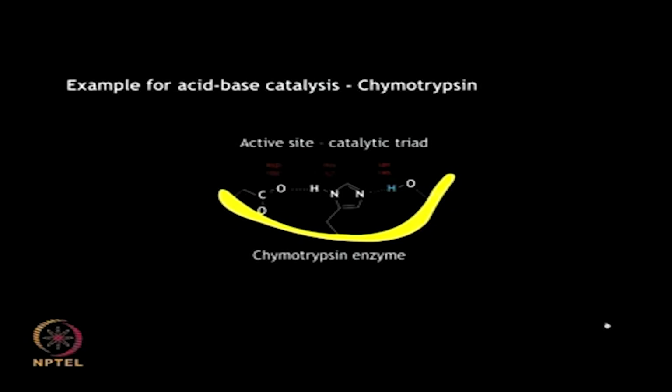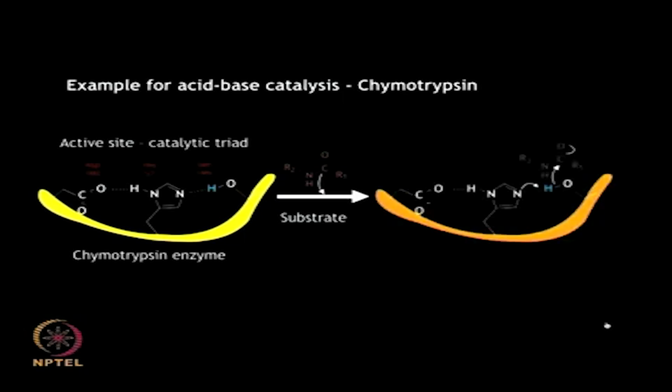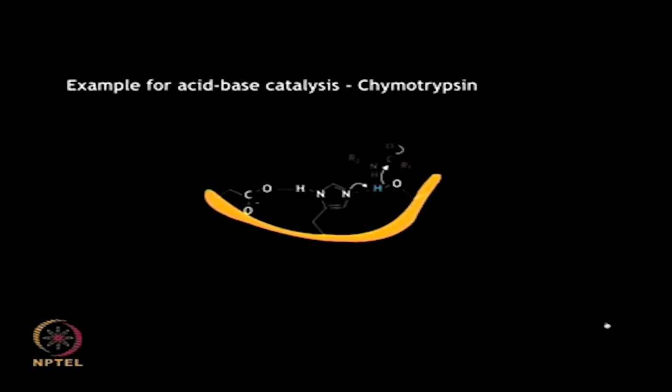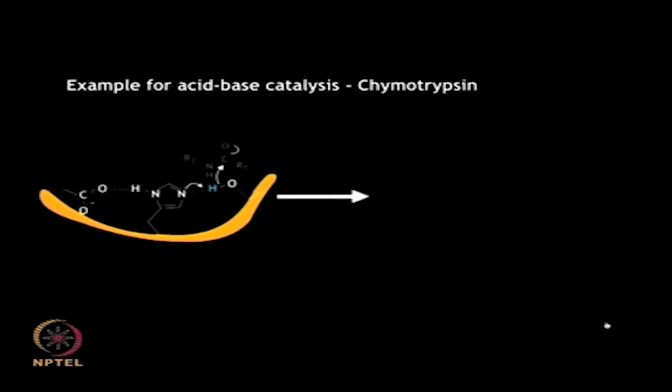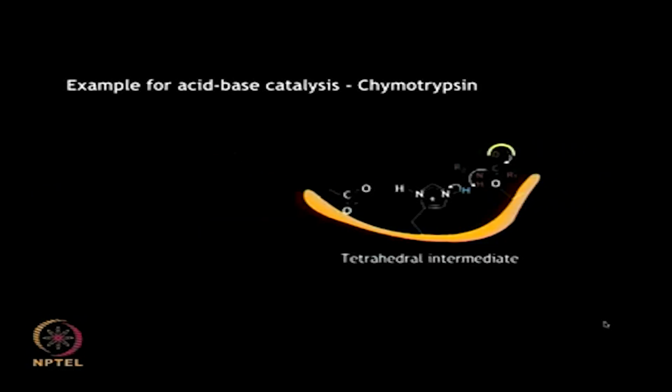Chymotrypsin is one such enzyme that employs both covalent catalysis as well as acid base mechanism. The arrangement of the catalytic triad consisting of aspartic acid, histidine and serine at the enzyme's active site is such that the histidine residue serves as a general base catalyst by polarizing the hydroxyl group of serine. The alkoxide ion thus generated in the serine residue makes it a powerful nucleophile.